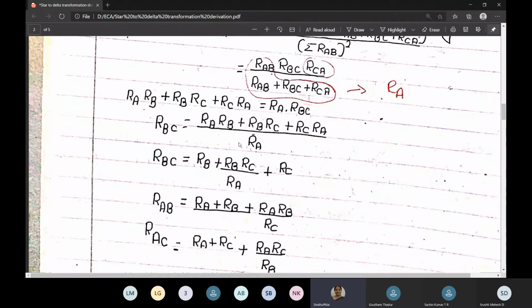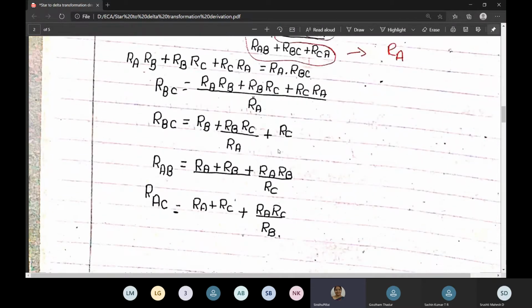So this RA is cancelled. This RA is cancelled. RA is divided to all the terms individually. Next, so this is the final equation which we get for the delta term.